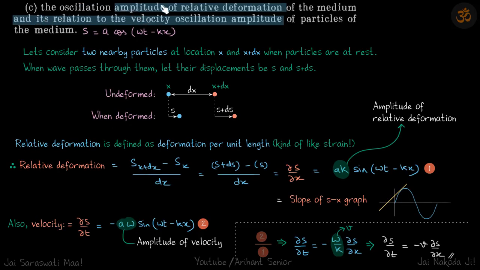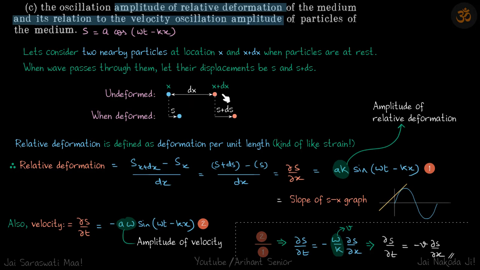In the C part, we need to find the amplitude of relative deformation and its relation to the velocity amplitude. So this is our original wave. First, just a quick word about the relative deformation. That's defined as deformation per unit length. Kind of like a strain, where if you remember, that was delta L by L. That too was deformation per unit length. So here we have to consider the deformation per unit length.